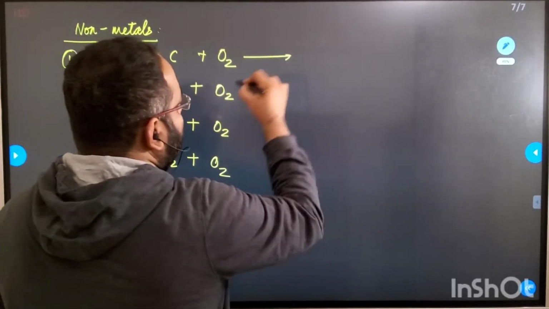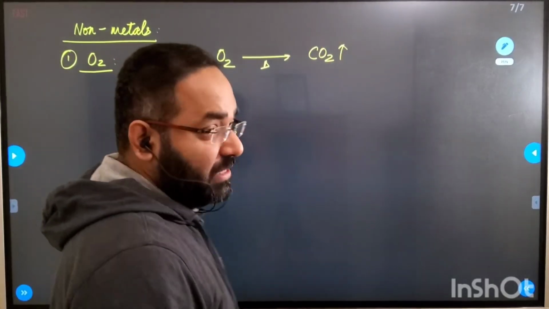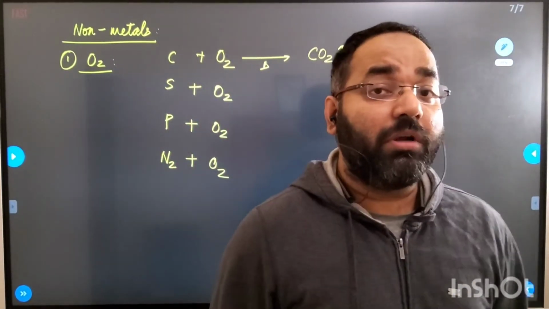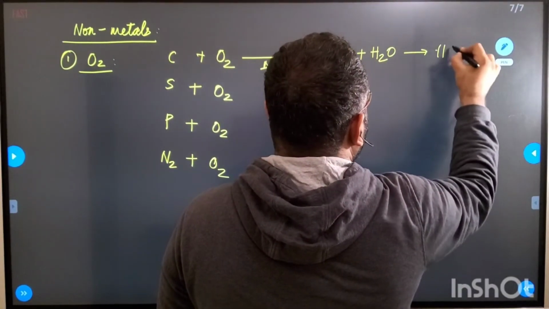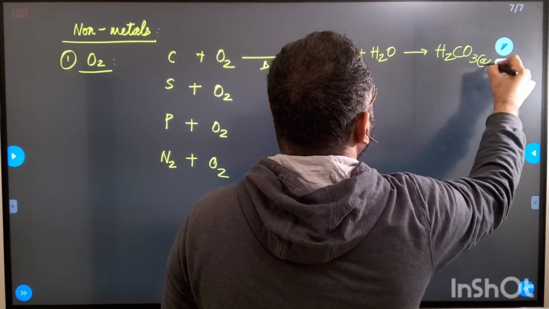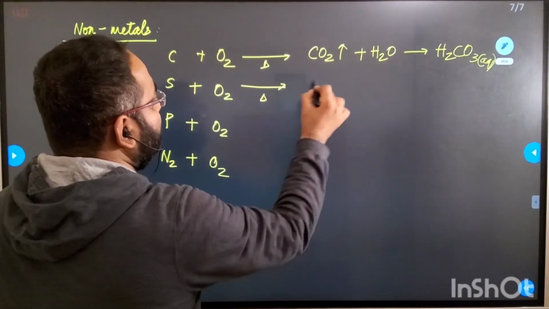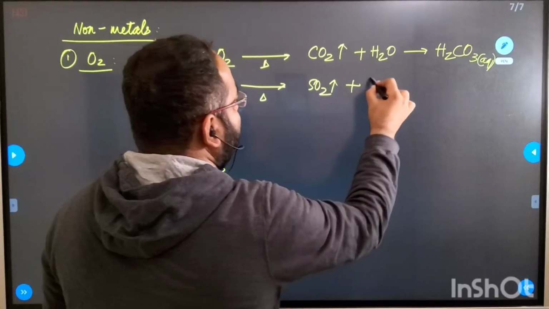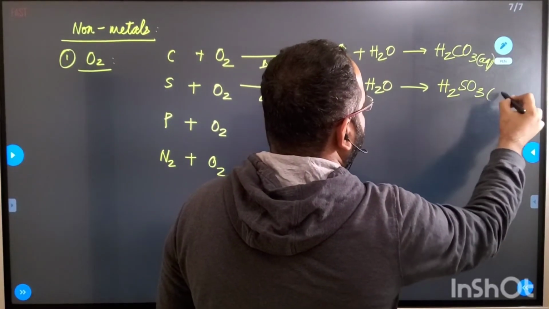corresponding oxides. Carbon and oxygen, when you heat, gives you carbon dioxide. We all know carbon dioxide is acidic because it tends to dissolve in water to form carbonic acid. So this will dissolve in water to give you carbonic acid. Carbonic acid is used in our fizzy drinks. Sulfur and oxygen together will give me sulfur dioxide. When sulfur dioxide dissolves in water, it forms sulfurous acid, which is H2SO3.